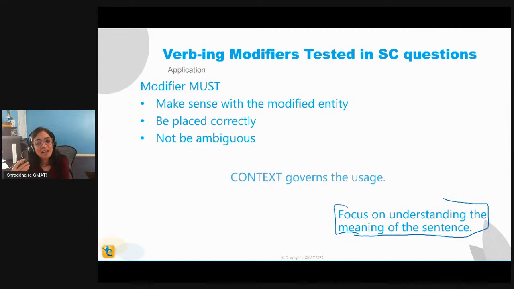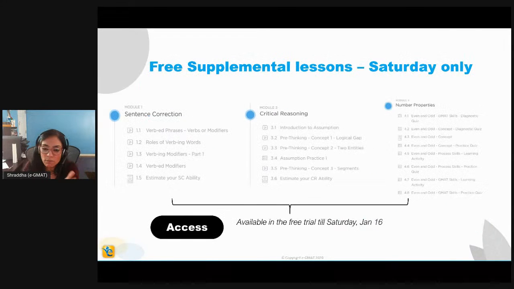Doing this not only helps us understand the intended logical meaning, but it also lets us know whether the grammar used in the sentence is correct or not, because grammar at the end of the day is just the tool to present that logic. So it is very important to understand the logical intended meaning of the sentence to understand the role of a given modifier. That stands true for every entity, but because we are talking about verb-ing modifiers, we'll stick to that.